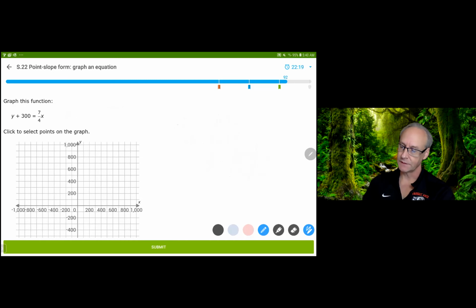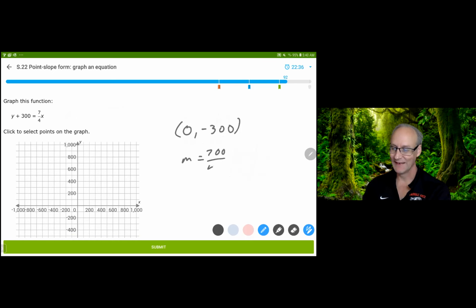This one, my x is going to be 0. Looks like I'm getting a y-intercept, doesn't it? And -300. Ooh, going by hundreds this time. And again, my slope is going to be positive 700 over 400. I said negative. I don't know what I was thinking. 0, -300 is right there. Now I'm going to go up 700, which is going to put me up here, and over 400, which is going to put me right there.